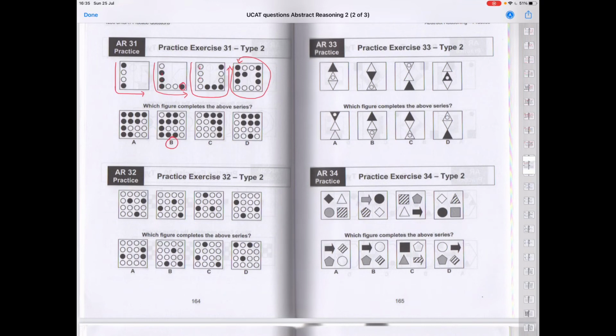Next question is practice question 32. So I'll give you 30 seconds. Time starts now.